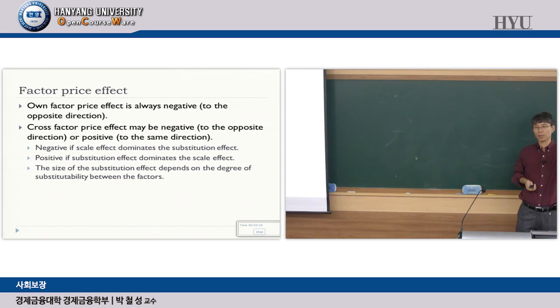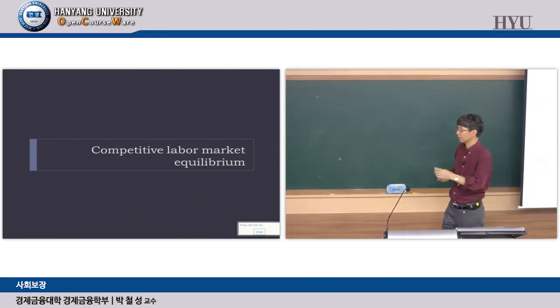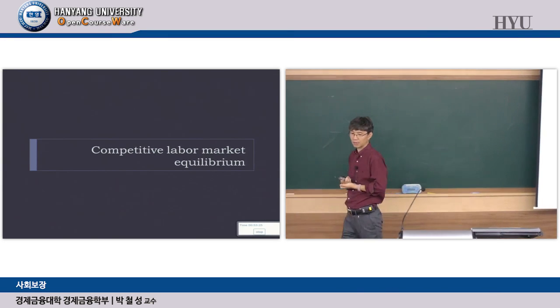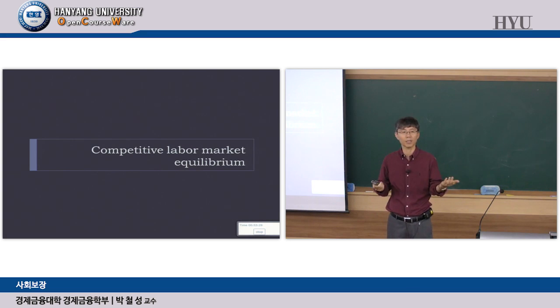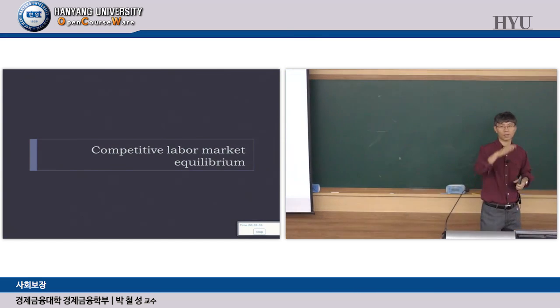Okay. Now, we have covered supply and demand pretty quickly, and let's look at the labor market equilibrium at the end. So at the labor market equilibrium, what you are concerned with is what would be the employment level in this labor market and what would be the wage level in this market. Okay.